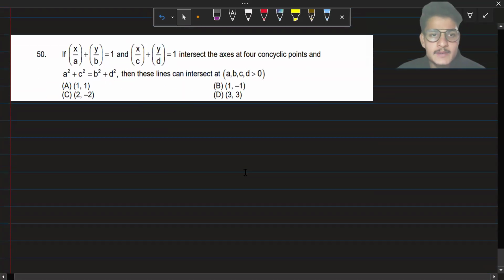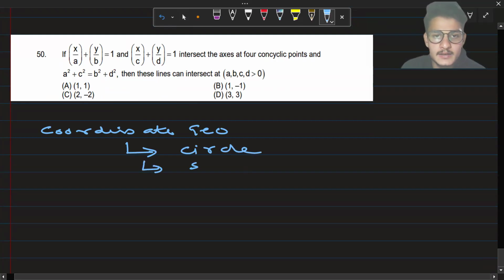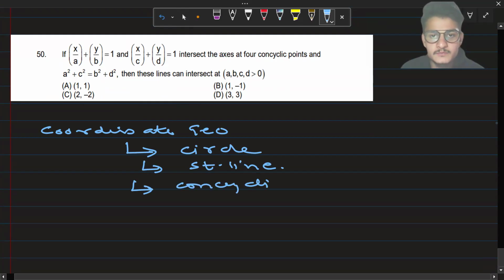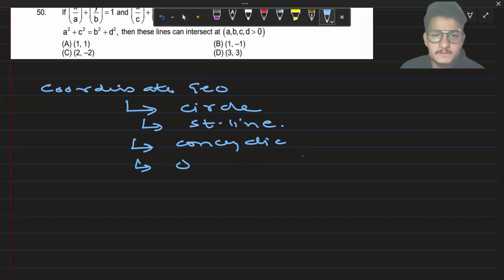Now, finally, we will see one more problem, that is of the coordinate geometry as well. Okay, and it will also have the concept of the circle, straight line, concyclic points. That is the concept of the circle only, and somewhat of the quadratic equation. Okay, basic quadratic equation.